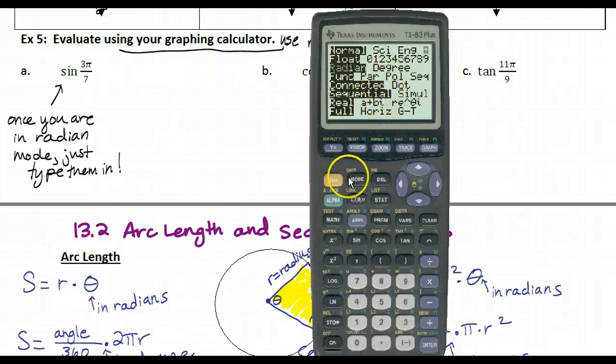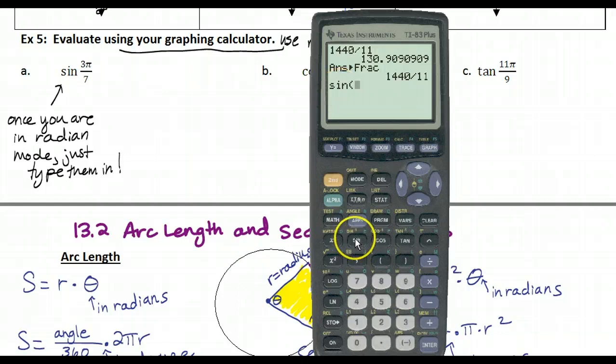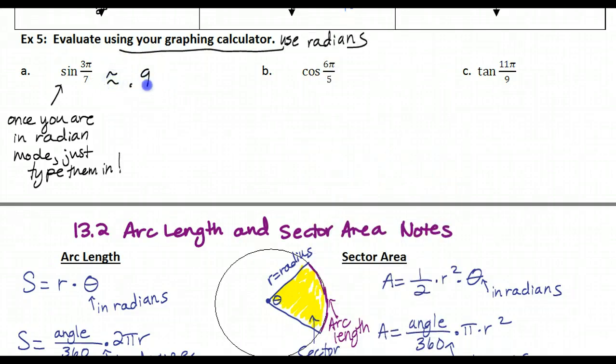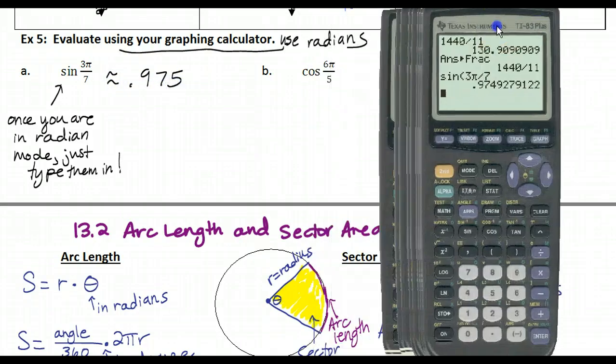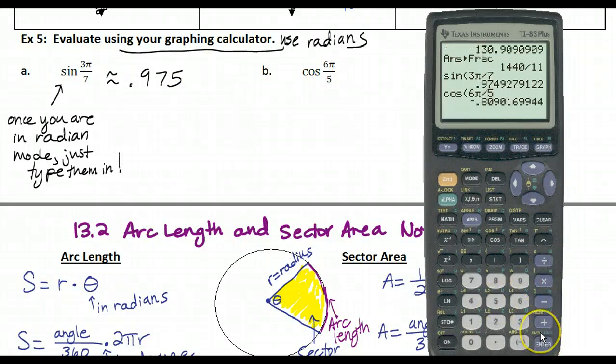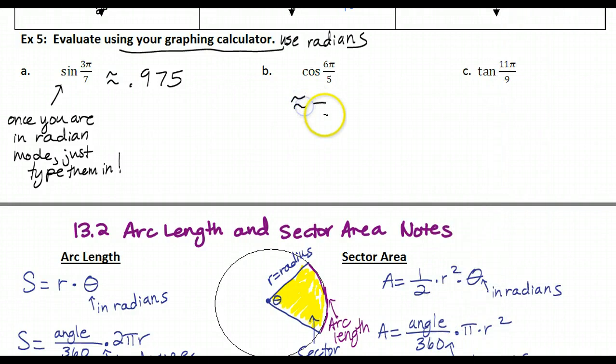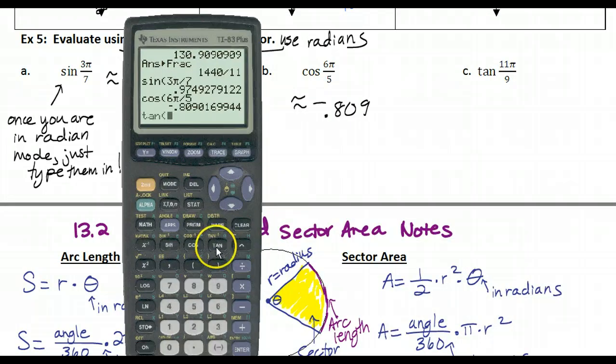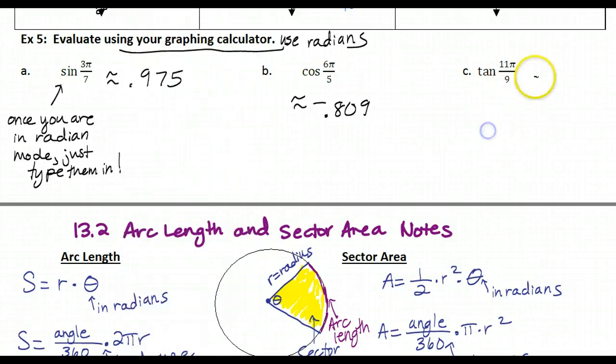But okay, I'm in radian mode. Once I'm in radian mode, I can literally just type them right in. So sine of 3 pi over 7 is 0.975. I just need to make sure I round correctly. Cosine of 6 pi over 5 is negative 0.809. And tangent of 11 pi over 9 is 0.839. So that's easy, just again, you have to make sure you're in the right mode.